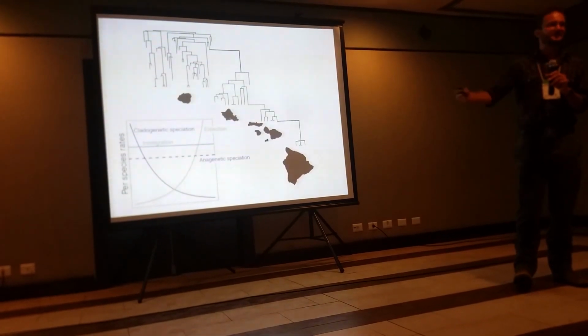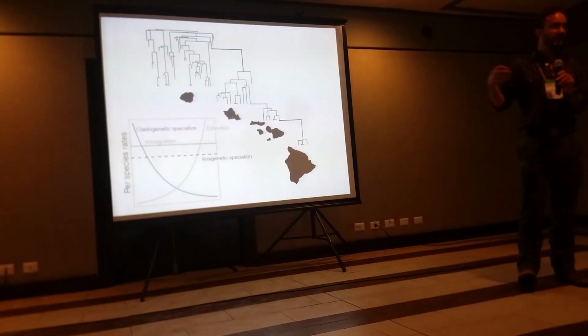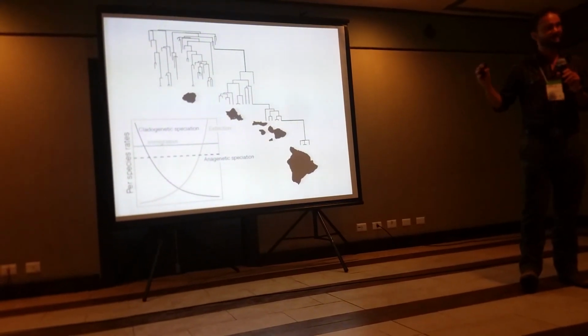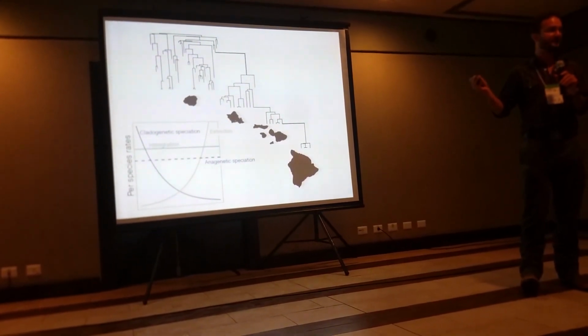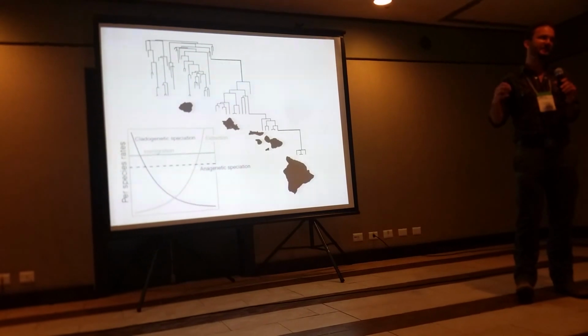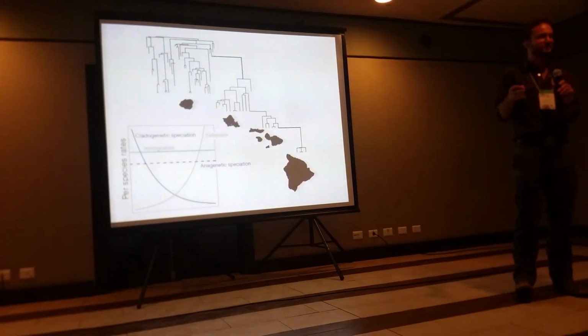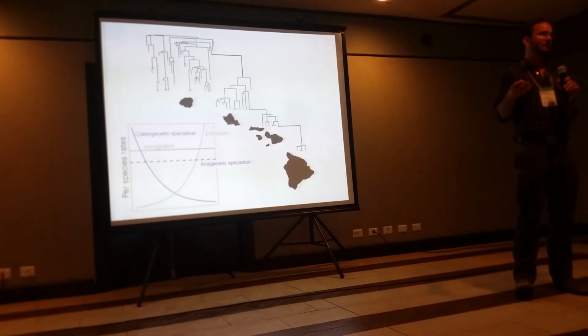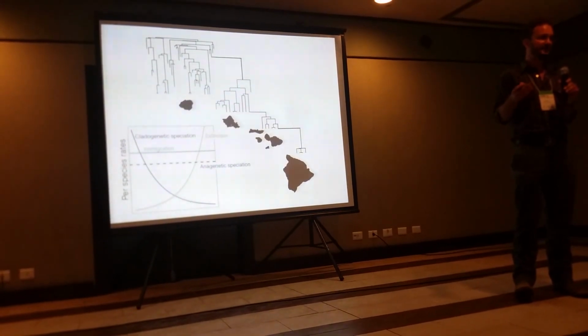What we really want to look at is this evolving archipelago. And I'll point out, I'm always talking about Hawaii, but this could be applied to cichlid fish in rift lakes or anything where there's an age-structured landscape and a cool adaptive radiation that you want to look at in that landscape.